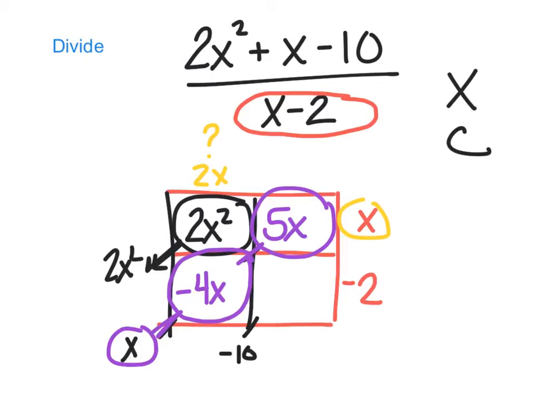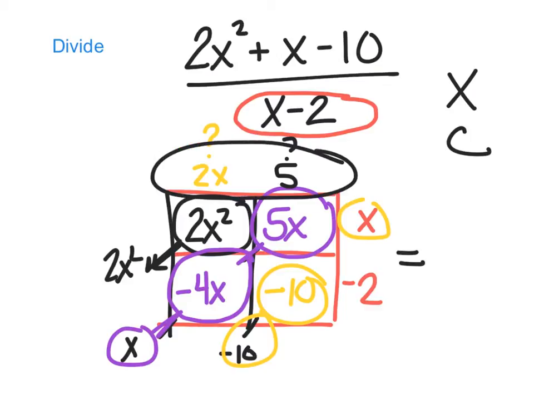X times what is going to get me 5x? Well, I would say that would just be 5. And now that I have this 5 and negative 2, I know my last term is going to be negative 10. And look, that one matches up, and we know we're right. So what does this tell us again? Well, 2x squared plus x minus 10 divided by x minus 2 equals now what we get up here, 2x plus 5.